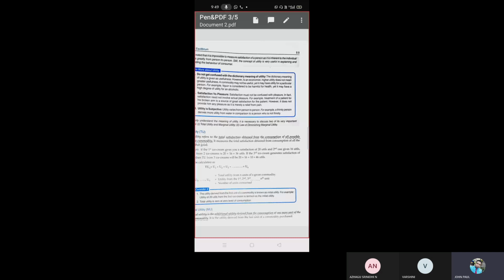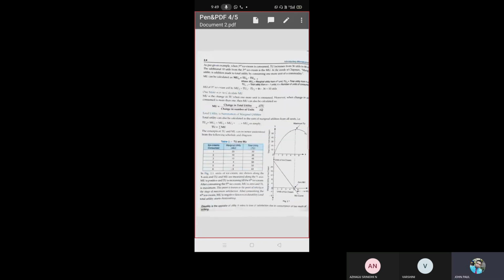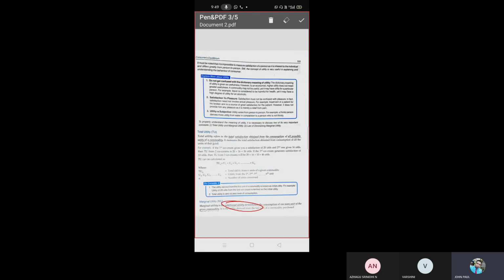Marginal utility refers to satisfaction obtained from consumption of all possible units. So for this total unit we can go for marginal utility. Here you can see, marginal utility is additional utility derived from consumption of one more unit. Okay, one more. So when chutney is very tasty, what will we do? We will ask mom, one more dosa, one more dosa, one more dosa. Like that. That one more is to be called additional.